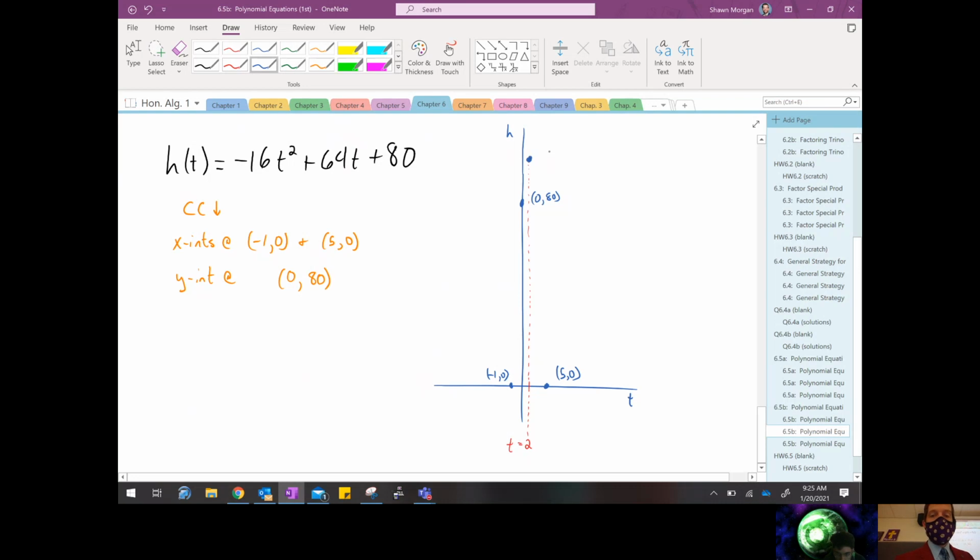But now we do. 2, 144. We know that's the highest value because it's the vertex. Now a parabola is symmetrical. So let me actually scooch this over. I kind of put that in the way.